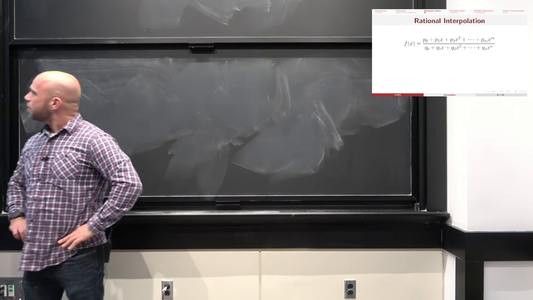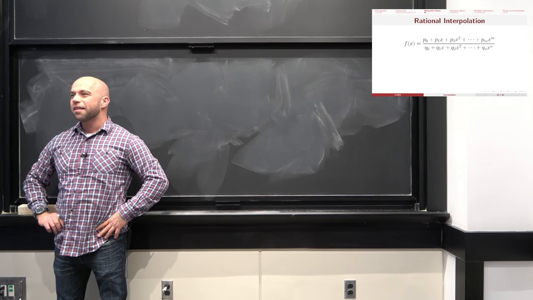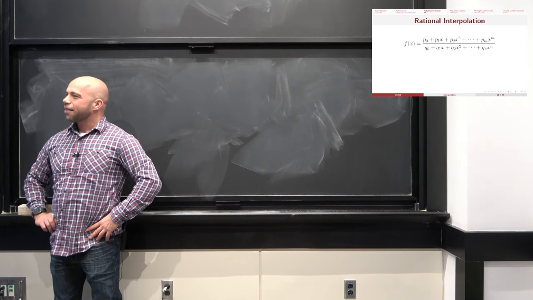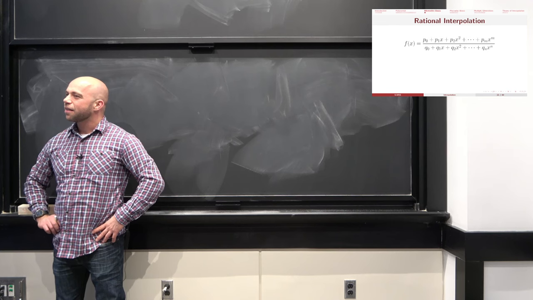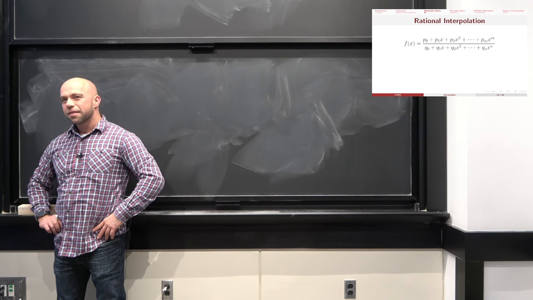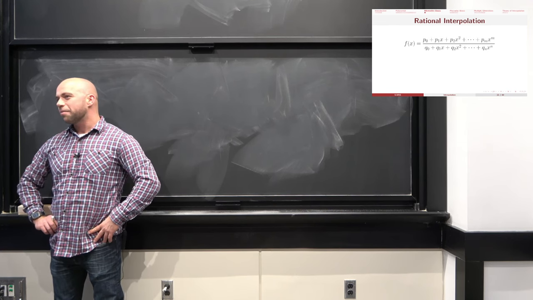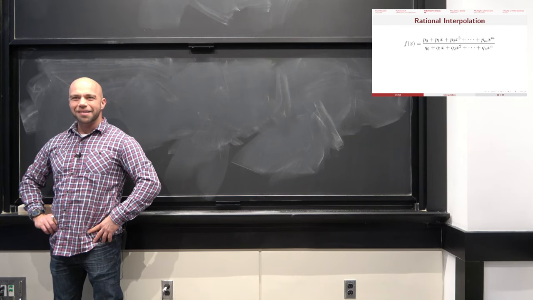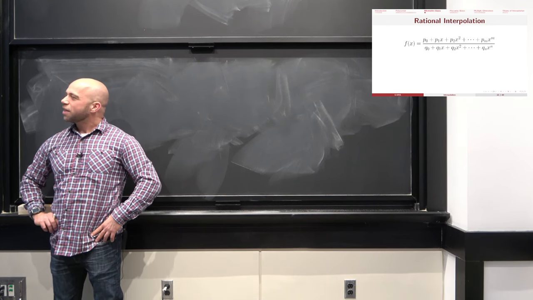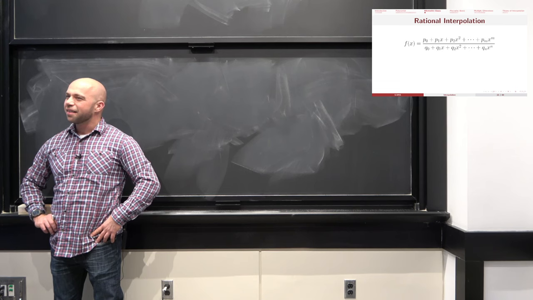What falls apart about our strategy from the previous couple of slides? So if I'm given a bunch of XY pairs, but initially now it looks nonlinear, right? Like now I'm dividing by Qs, and that becomes problematic, right? Is that really the case? Specifically for rational interpolation?